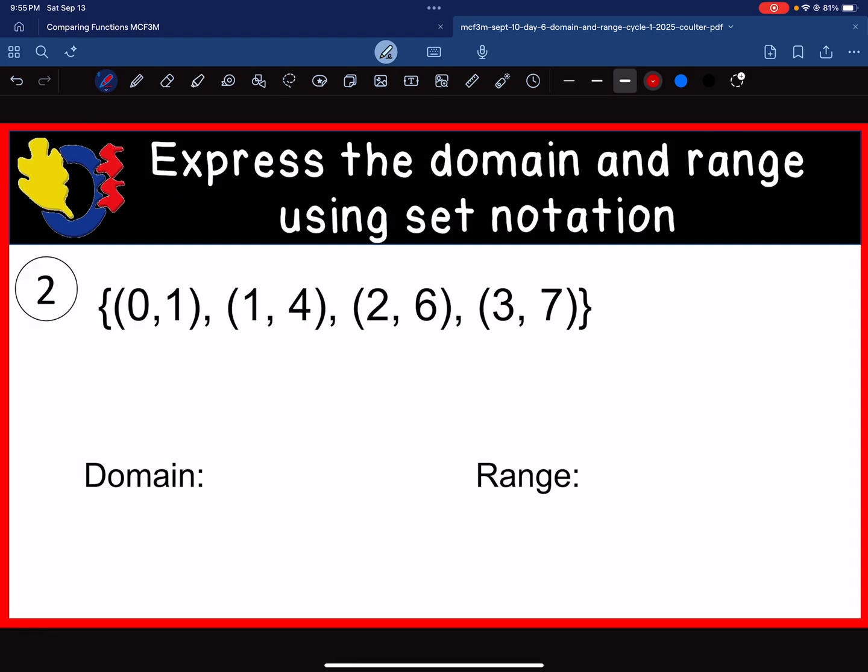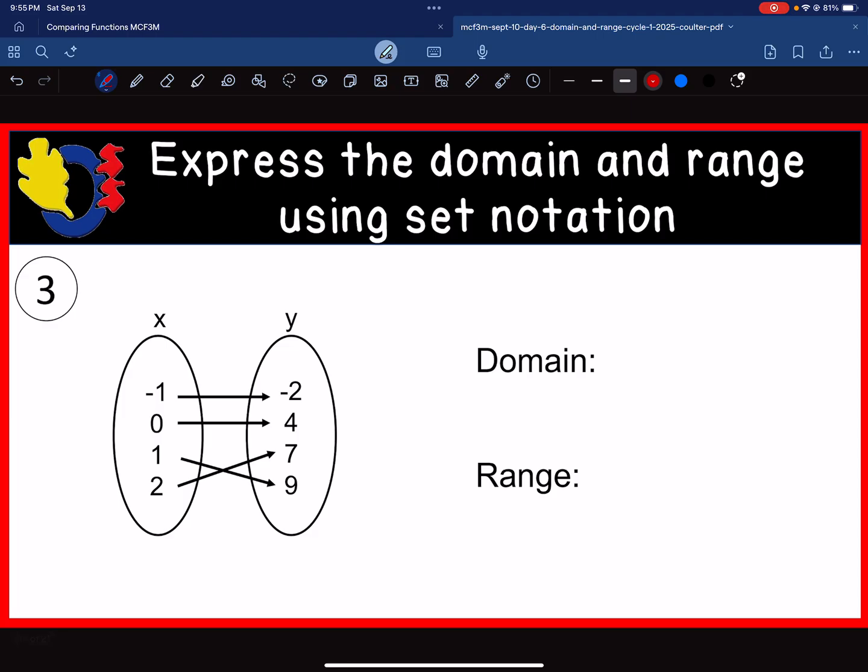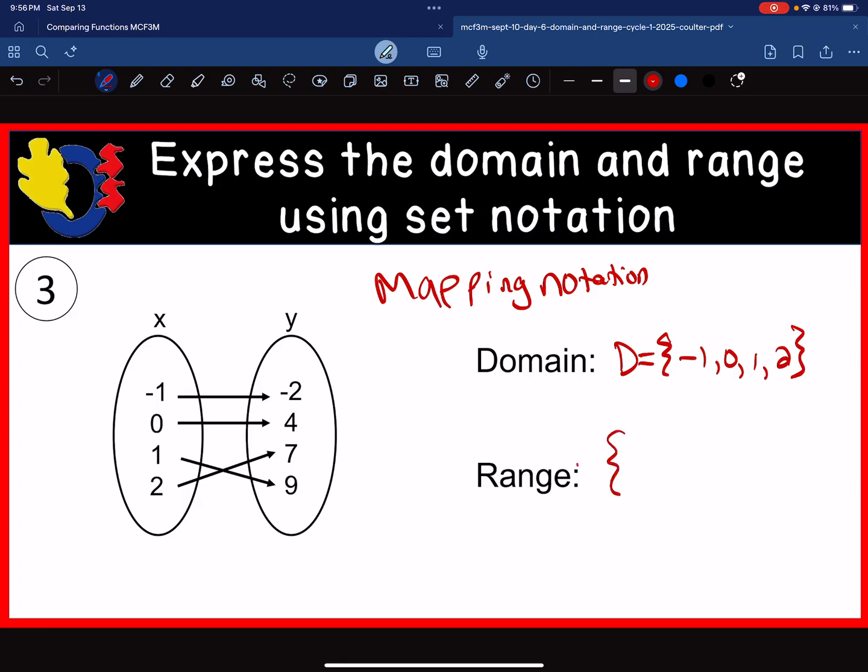Okay, so that's similar to the last one, so I'm going to skip this one. This is mapping notation. Okay, so the domain, we're just going to basically recopy everything that's in the first map. So D is equal to -1, 0, 1, 2. If you ever have one of the x values or y values written twice, you only have to write it once. The range is equal to -2, 4, 7, and 9.